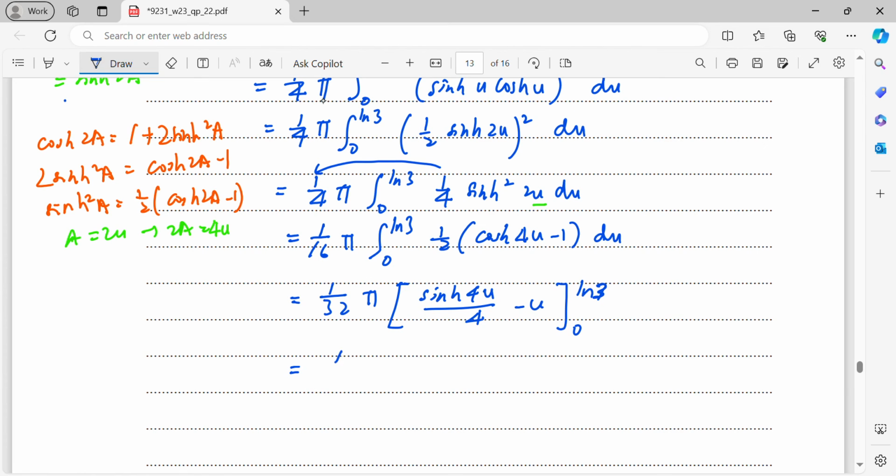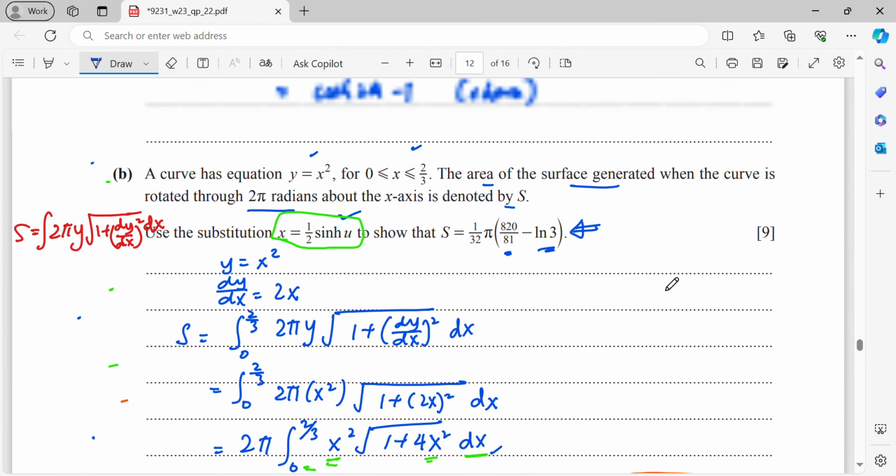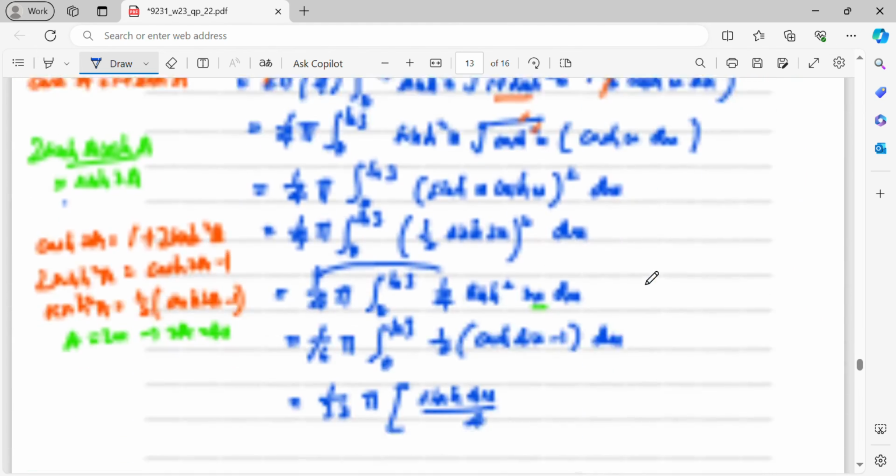Then now here 1 over 32 pi, 1 over 4 sine 4 ln 3 minus ln 3, minus, okay, when u equals 0, you will be getting 0 for all. And now I'm getting this result, but when you look at the given answer, there is no sine. So I'm getting a fraction. So again, use the formula.